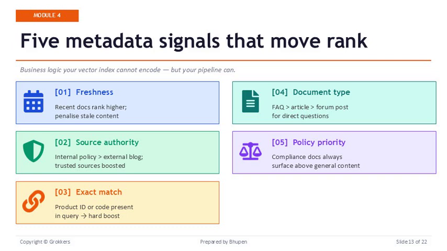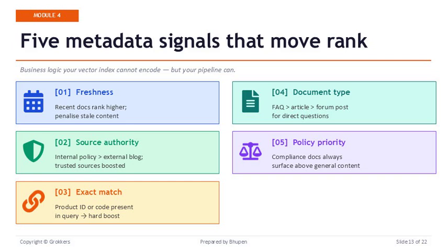Trust matters. Third, exact match. If someone types a specific product ID or error code and a document contains that exact string, give it a hard boost. Vectors might soften that match, but business logic should not. Fourth, document type. When someone asks a direct question, an FAQ should rank above a lengthy white paper. Match the format to the intent. Fifth, policy priority. Compliance documents always surface above general content. No exceptions, no machine learning needed. Think of these like a librarian's rules, automated common sense applied after the search engine does its mathematical work.